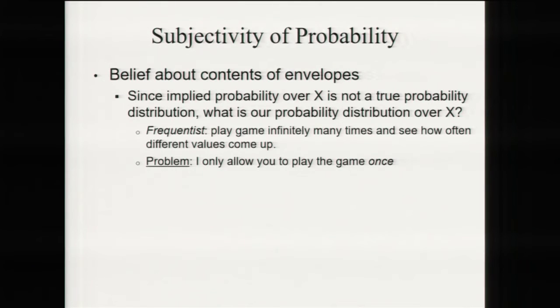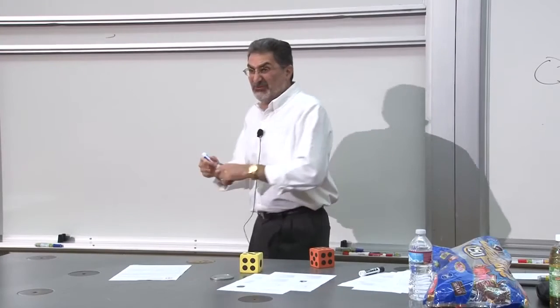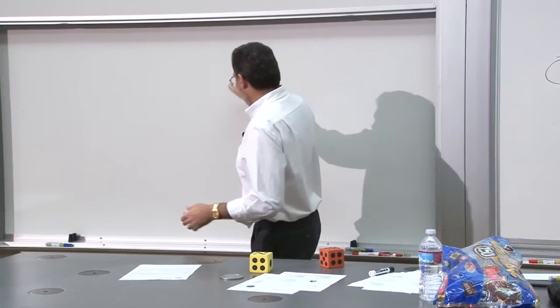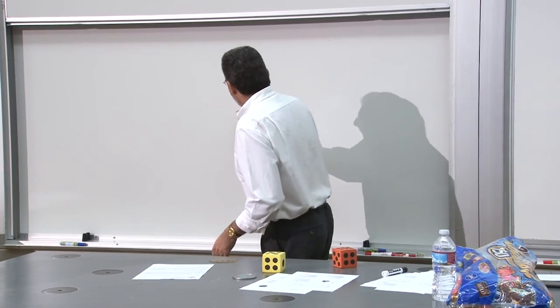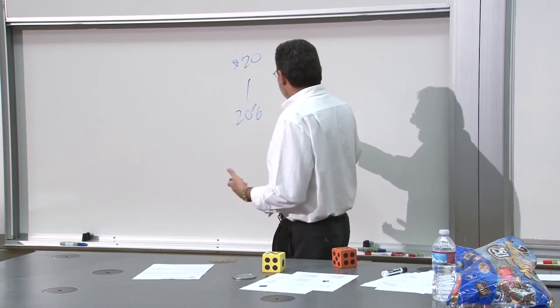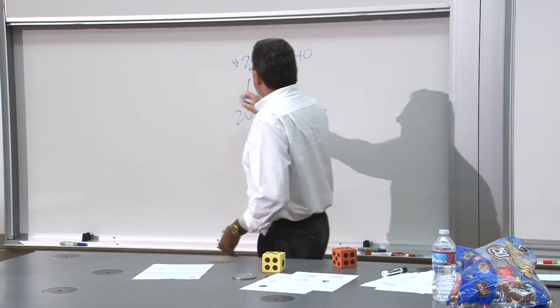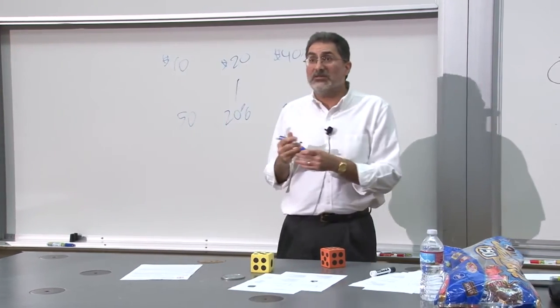That's the problem, is I only let you play once. What the Bayesian says is I have a prior belief. A priori, I believe, you know what? There's probably some distribution where I saw him do the 20 with the Monty Hall game before. Maybe the chance that he puts a $20 bill in there is like, I don't know, 20%. And so the chance that he's actually going to put $40 in there, I might say, is actually only like 5%. So the chance he might put $10 in there is probably like 50%. And so you come up with some distribution.